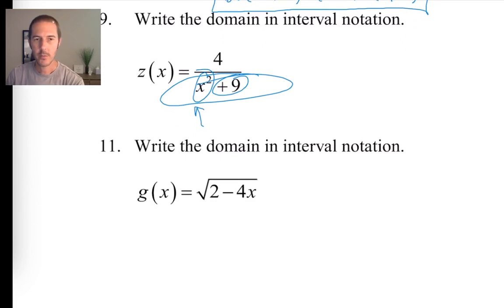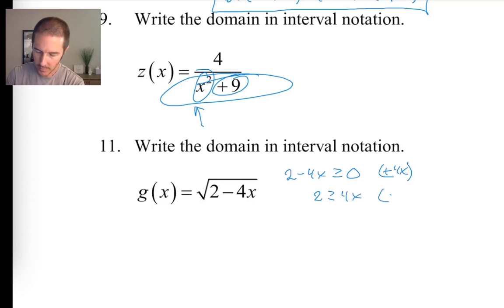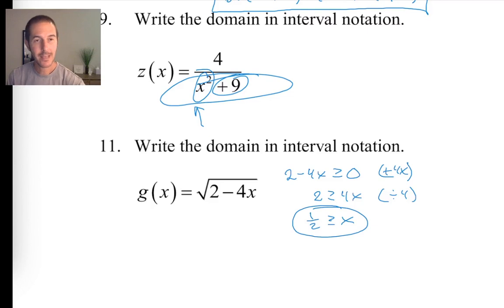And in number 11, we'll have this be our last example of avoiding the square rooting of a negative number. Again, we want to make sure our radicand of 2 minus 4x stays greater than or equal to 0. Add 4x to both sides. Divide both sides by positive 4. And that's your domain. All of the x values that are less than or equal to 1/2.